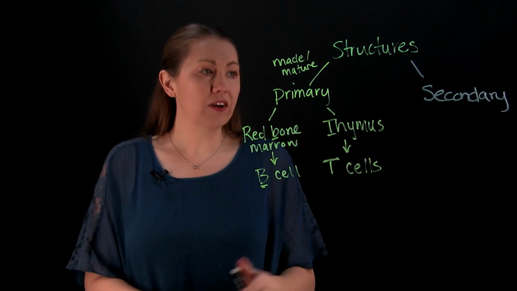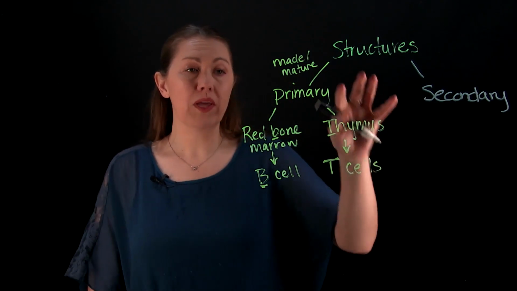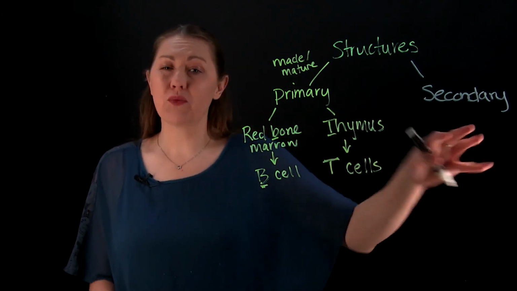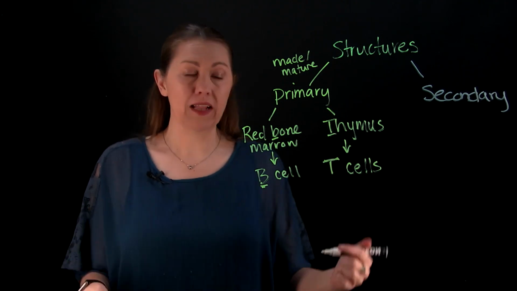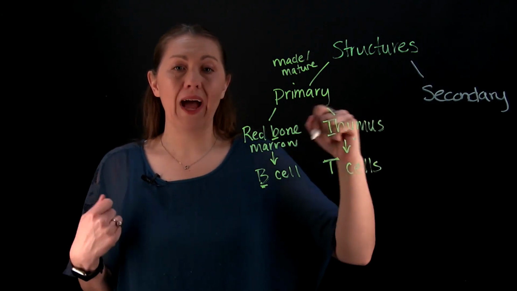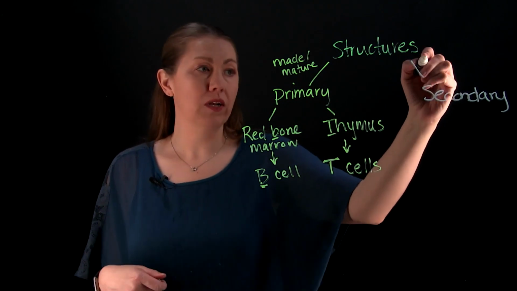Now, if we're looking at secondary structures, this is more like their work. So here's where they're getting their education. Over here is where they're going to do their job. So the job of the immune system, finding pathogens and attacking them. So secondary is where you're going to have these lymphocytes actually function.